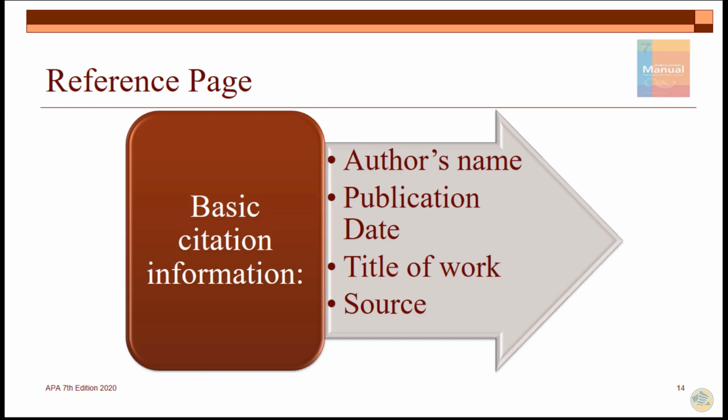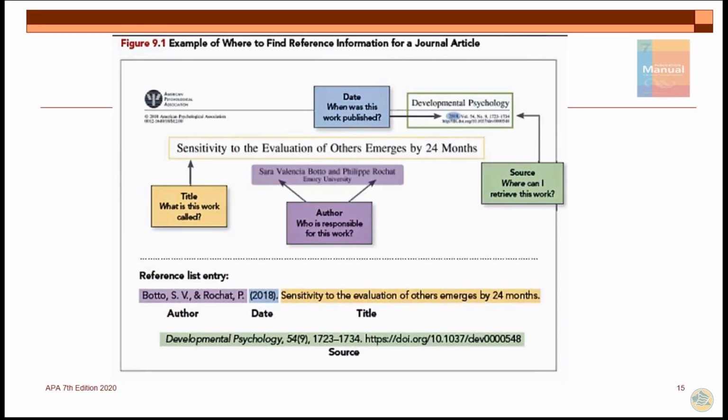The basic principles of reference list entries are covered in sections 9.4 to 9.6 of the APA Publication Manual 7th edition. The following figure shows the first page of a journal article.